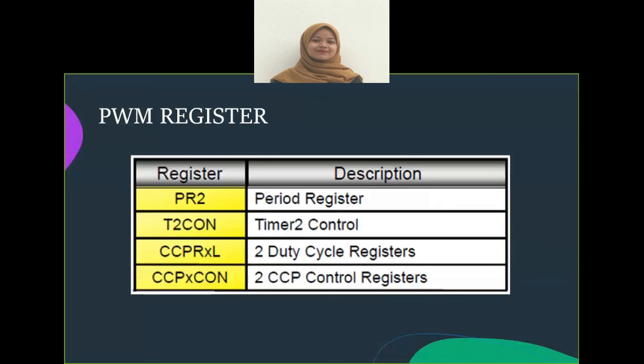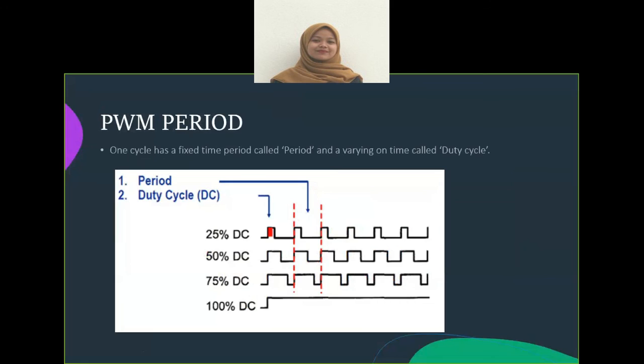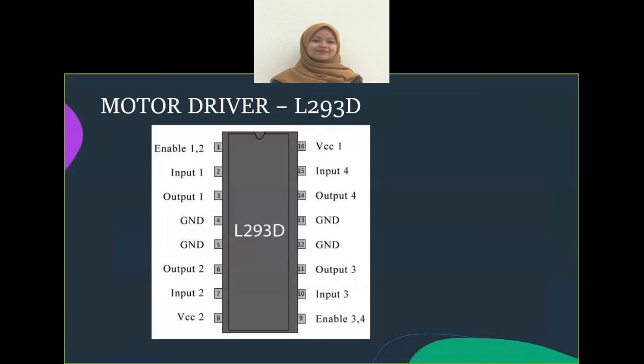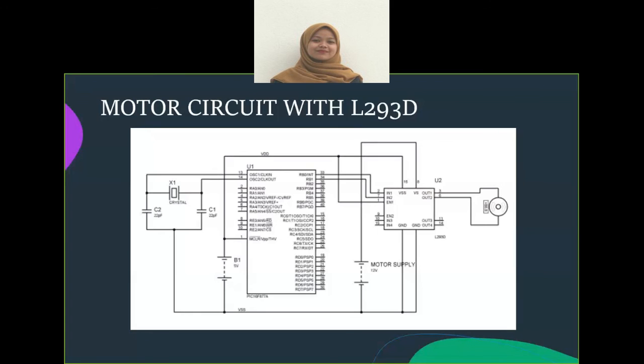PWM register. So this is the description. PWM period: one cycle has a fixed time period called the period and a varying on time called the duty cycle. The speed of the motor depends on three factors, which are load, voltage, and current. This figure is a motor driver. This is a motor circuit with the L293D.